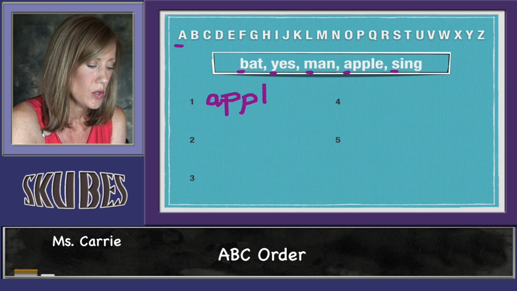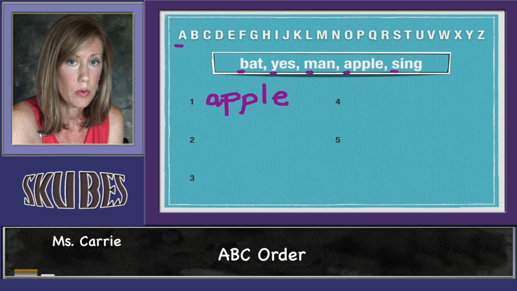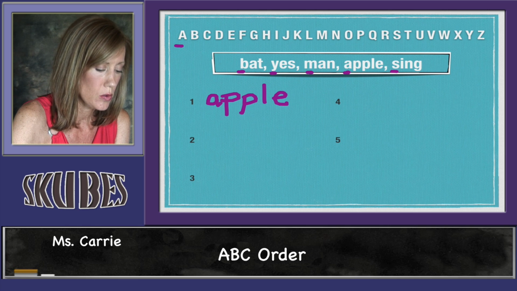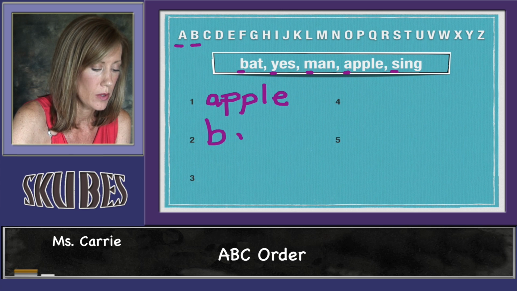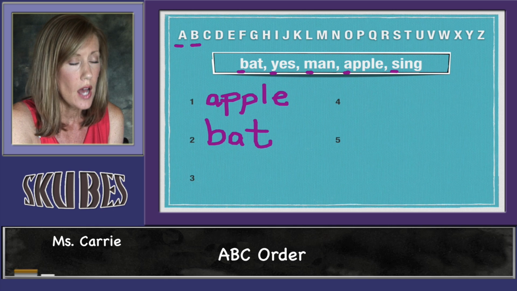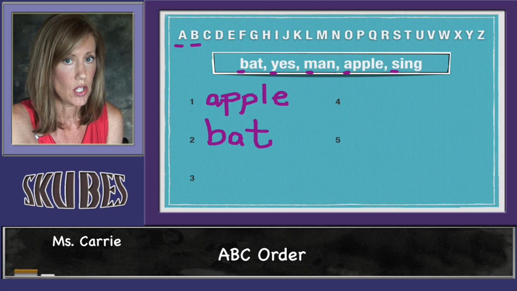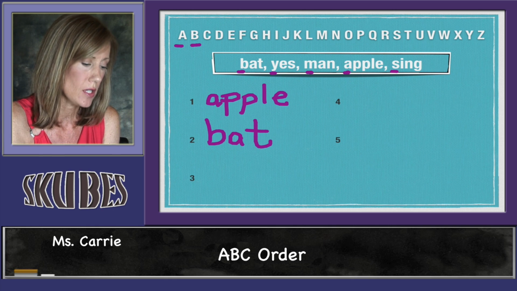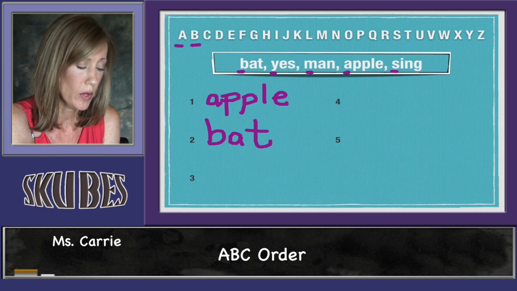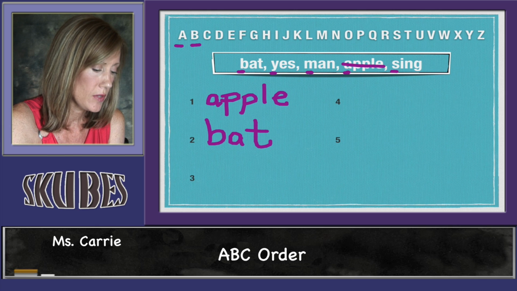Now the next letter is B. Do we have any B words? We do. We have bat. So that would be our next word. So we have apple and bat. I don't see any C, D. You're not necessarily going to go to each next letter. Sometimes you're going to have to skip. And I'm going to go ahead and mark off apple because we already used that and we don't want to look at that again. And we've done bat.